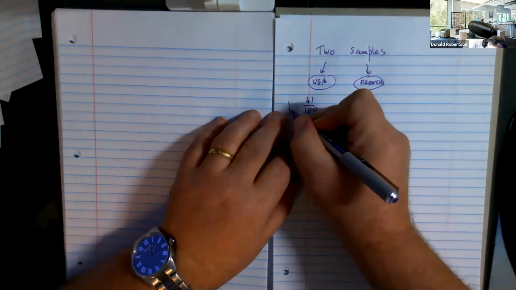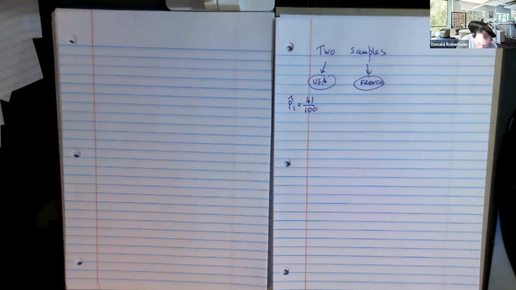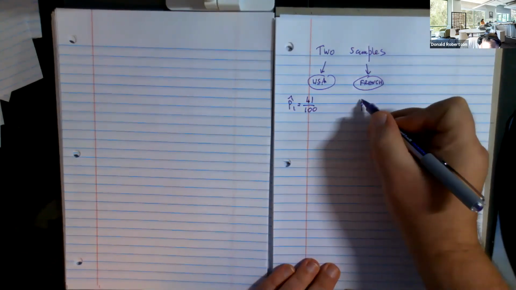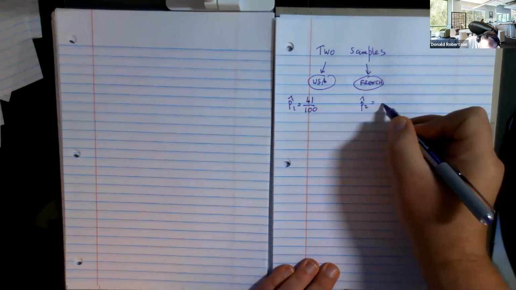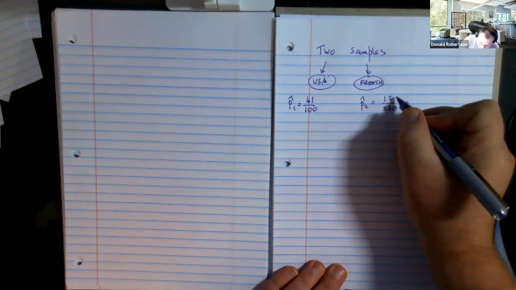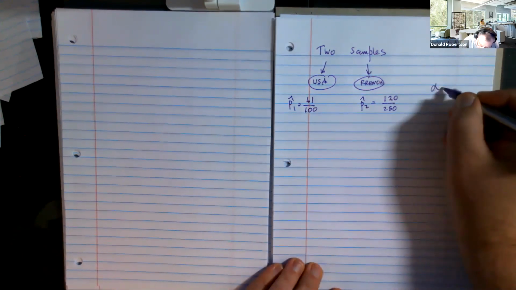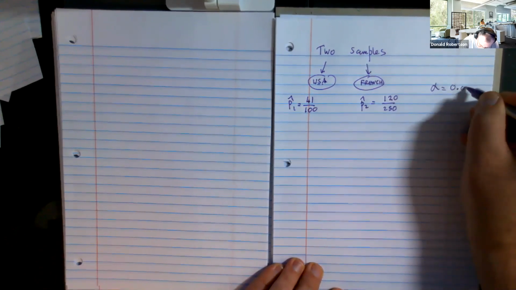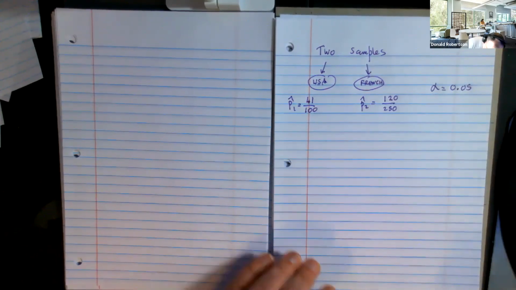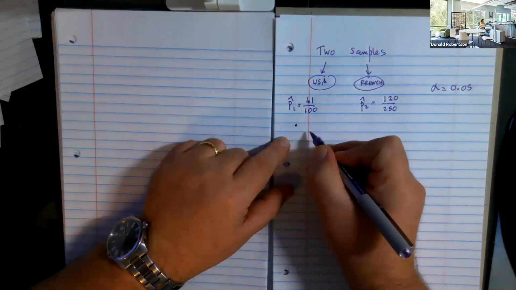So we will call this P1 hat. And they asked the same question to 250 French, and 120 of them said that they had drunk some red wine in the last week. We're going to have a significance level of 0.05, and that's in the story. And we are now going to look at what the hypothesis test is.